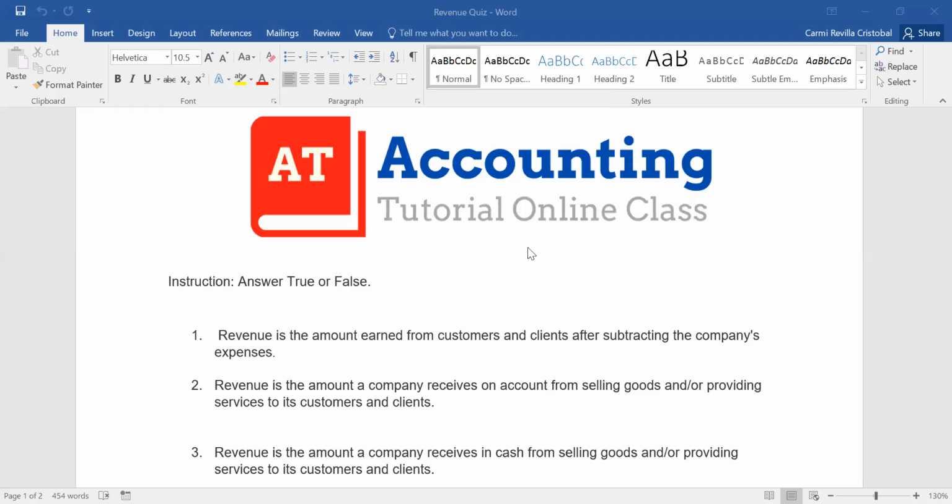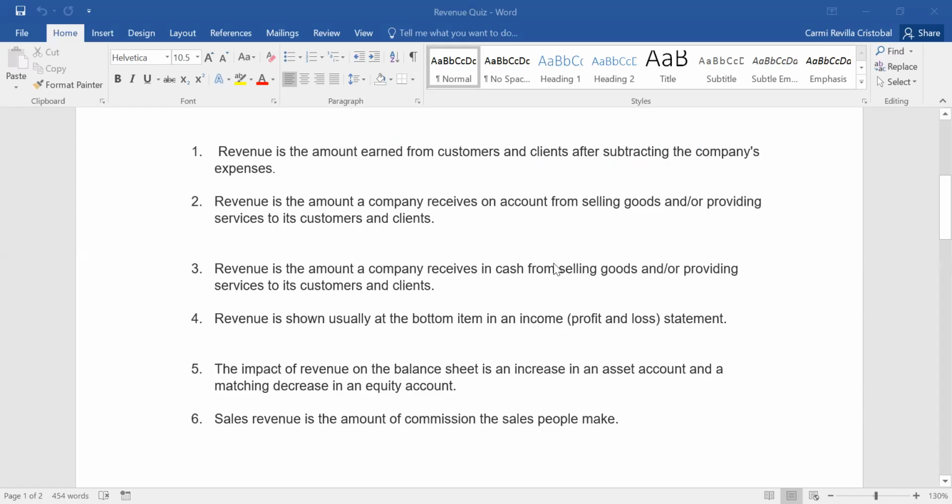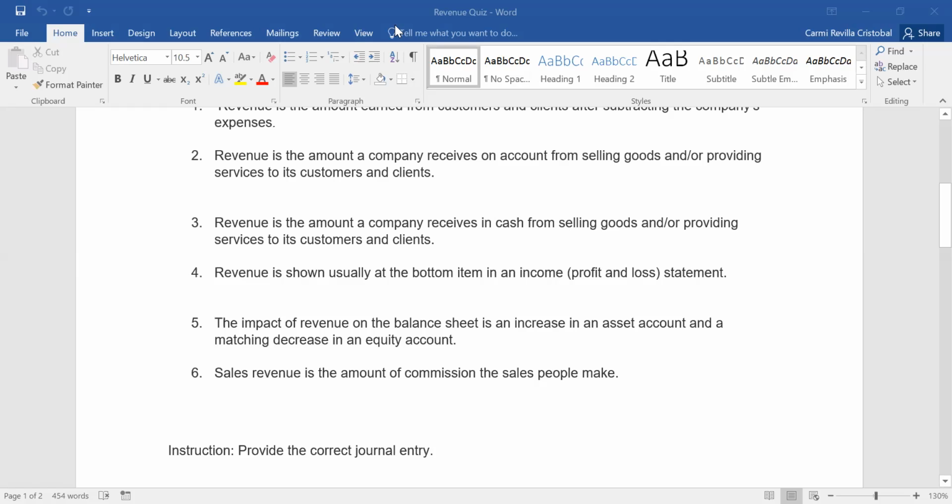Okay. So let's see the other pages. Okay, number 4 to 6. Number 4. Revenue is shown usually at the bottom item in an income or profit and loss statement. Is it true or false? Okay? The answer is false. Bakit? Kasi it says it's on the bottom. And revenue is normally at the, or actually at the top. Okay? Not at the bottom.